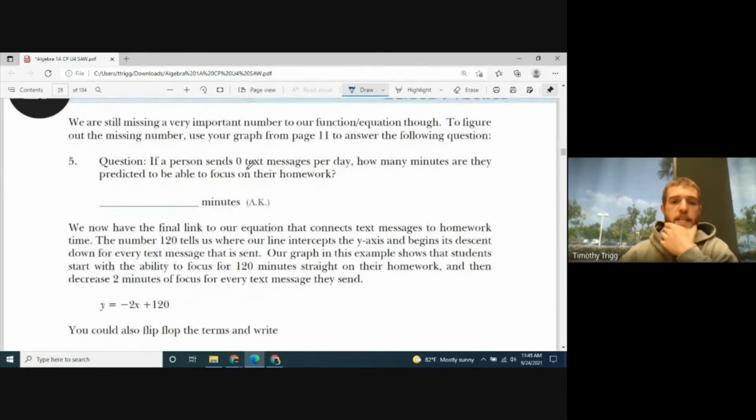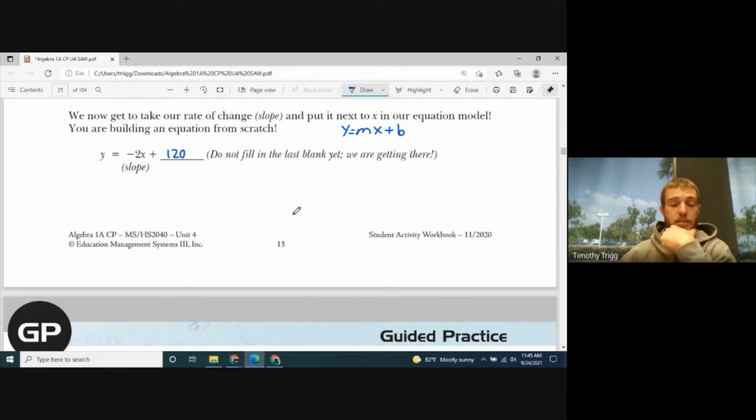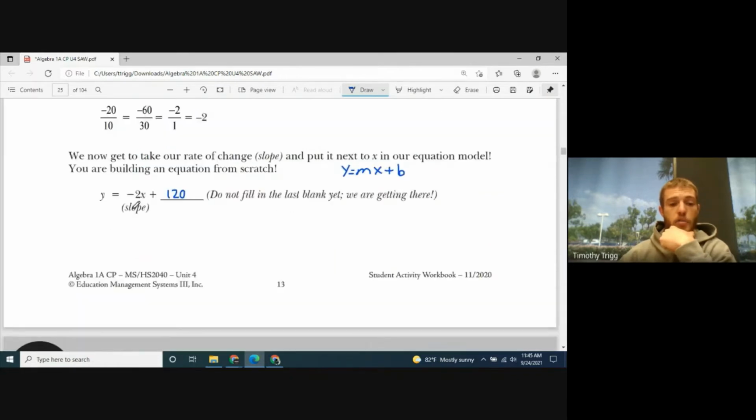So if a person sends 0 text messages per day, how many minutes are they predicted to be able to focus on their homework? So they send 0 text messages. So what would be the y coordinate for that? If we send 0 text messages, that means we're replacing x with 0. So that'll be y equals -2 times 0 plus 120.